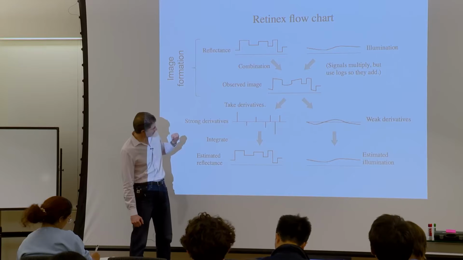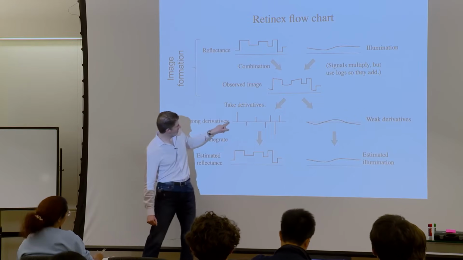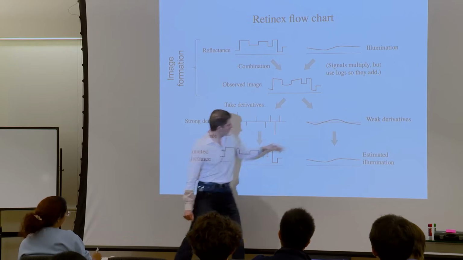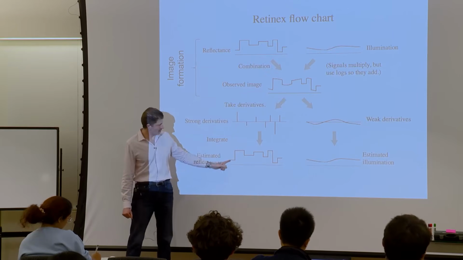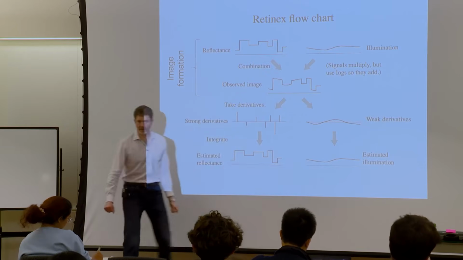You get this observed image, take the derivatives, split them up into the strong derivatives and the weak derivatives, integrate each of these as a function of space, and you get the estimated reflectance and the estimated illumination. Okay.